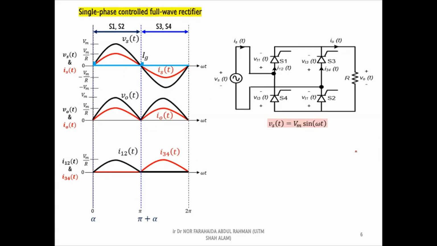Now, we will apply the same principle on the operation of full wave rectifier with resistive load. Based on the graph, the control signal is applied at alpha equal to 0. Furthermore, since the rectifier can conduct current in both positive and negative half cycles of the supply voltage, thus, we need to apply the control signal for every half cycle or 180 degrees. In this condition, the rectifier is supplying maximum power to the load.